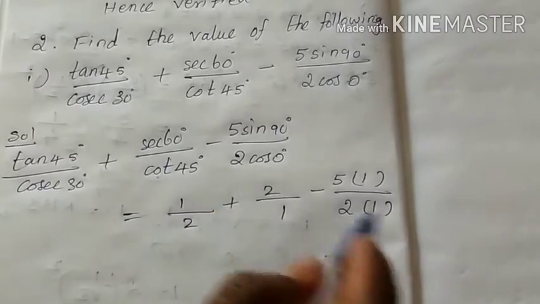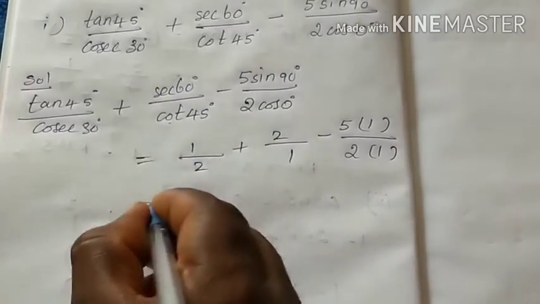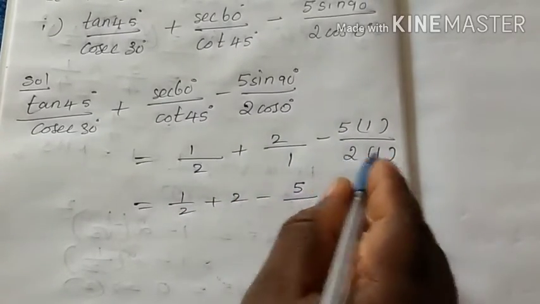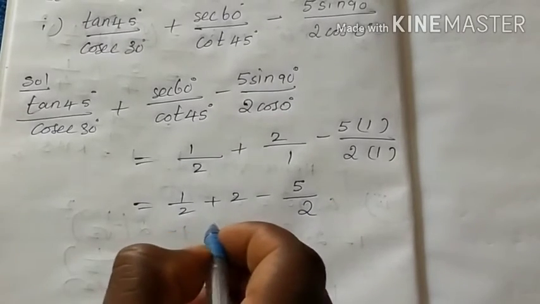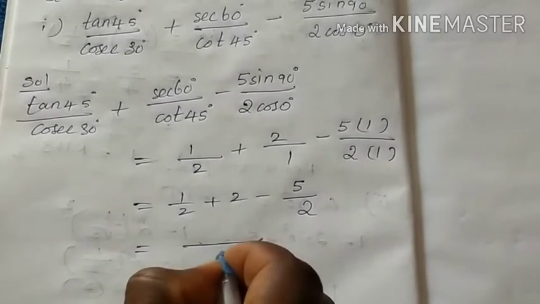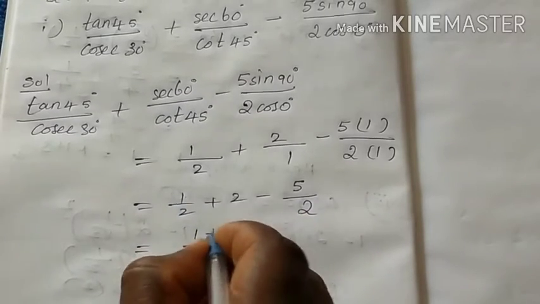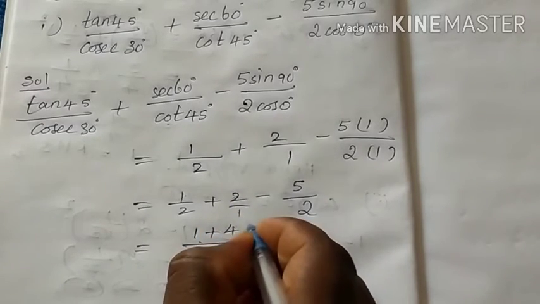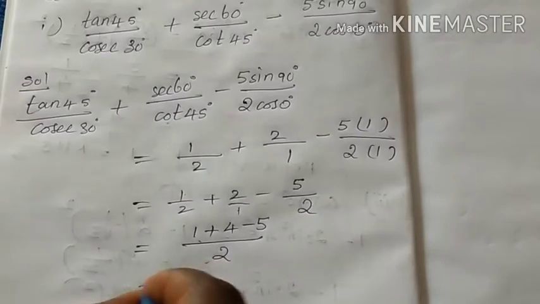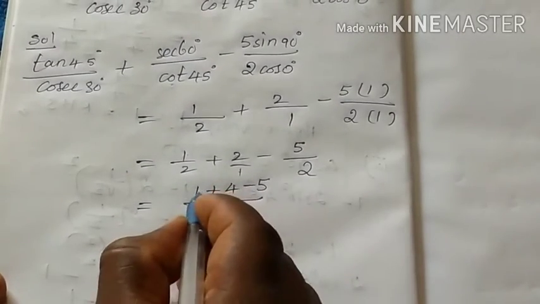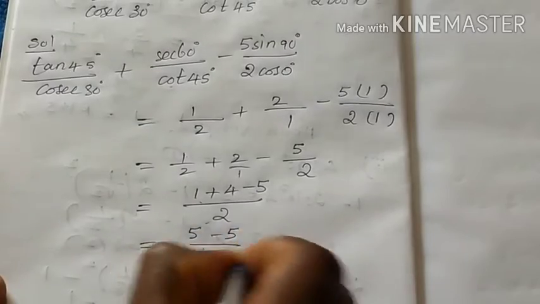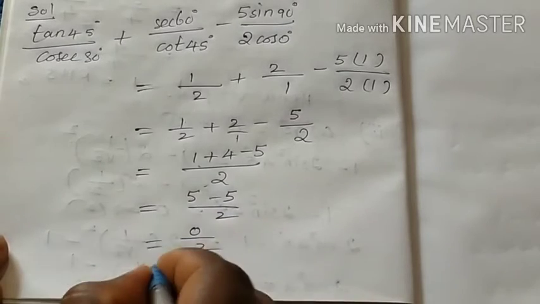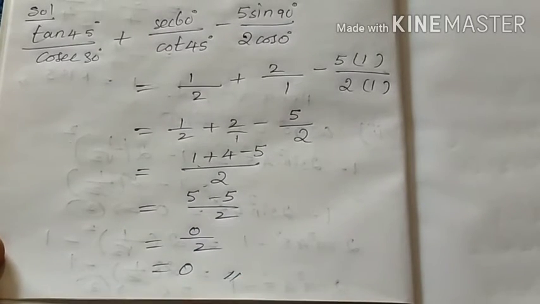Okay, this is all value taken from the table. Okay, this is equal to 1 by 2 plus 2 minus 5 ones are 5 divided by 2 ones are 2. Okay, then the LCM is 2. Okay, this is 1 plus here divided by 1, so multiplying by 2, 2 2s are 4 minus 5, which is equal to 1 plus 4 is 5, 5 minus 5 divided by 2, which is equal to 5 minus 5 is 0, so 0 divided by 2, which is equal to 0. 0 by any number is 0. Okay.